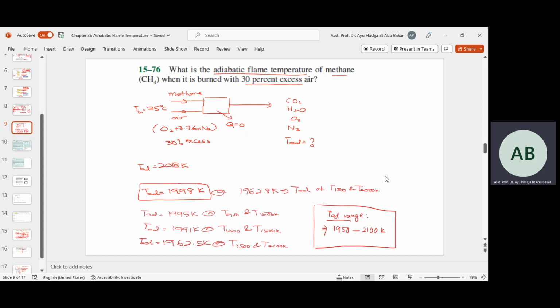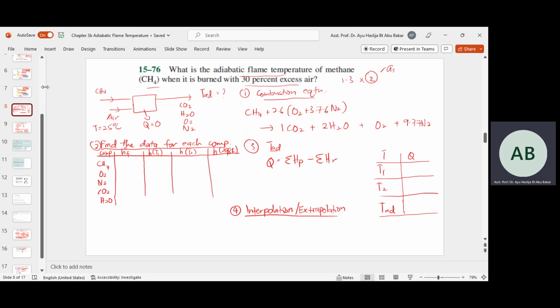Last class we did the adiabatic flame temperature. The method is we assume two temperatures. Then from the assumed temperatures, we find out the adiabatic temperature by doing extrapolation or interpolation. So that is what we did last time.